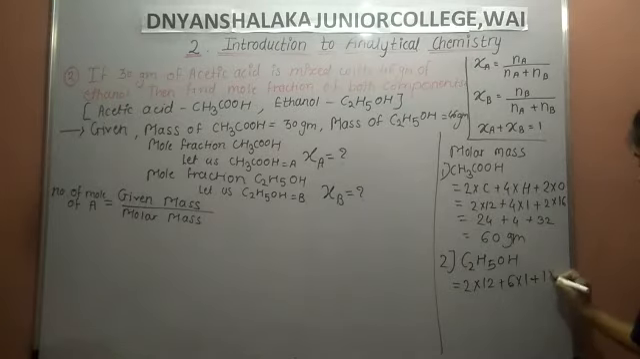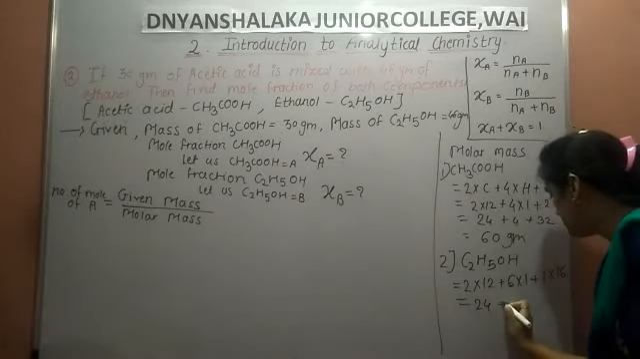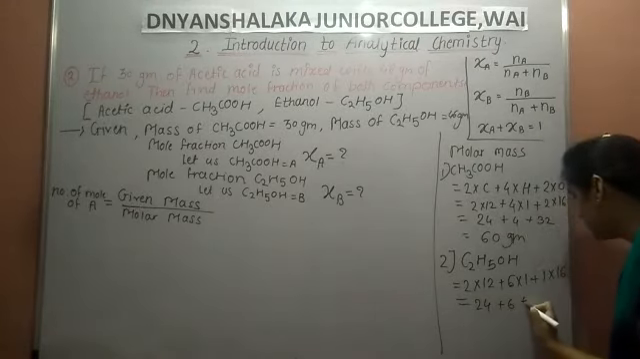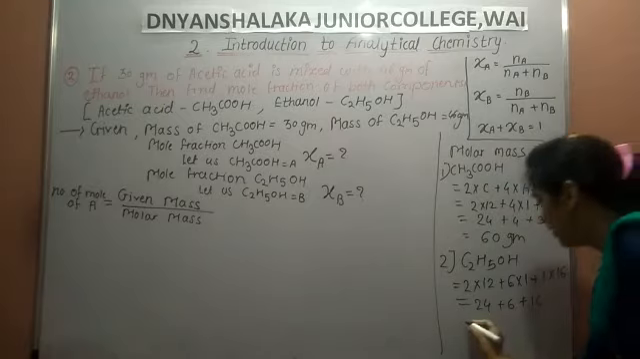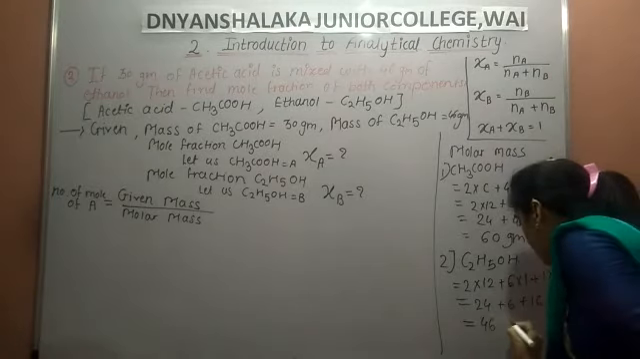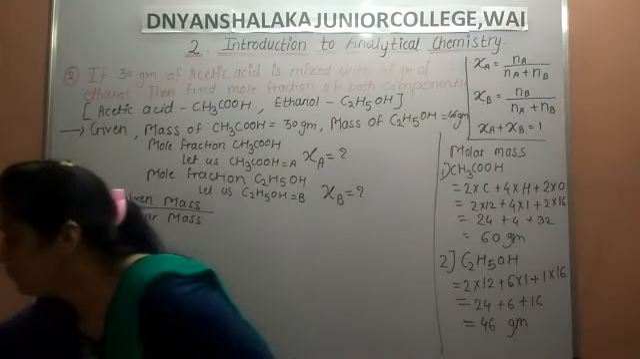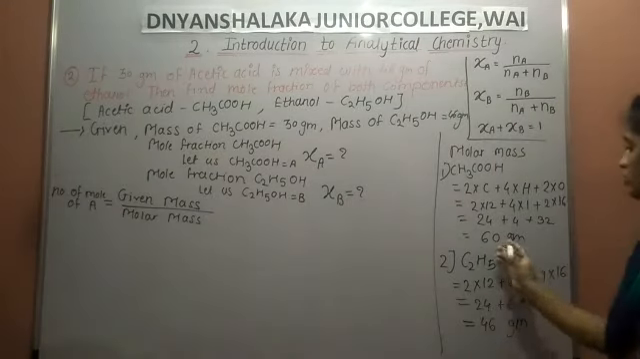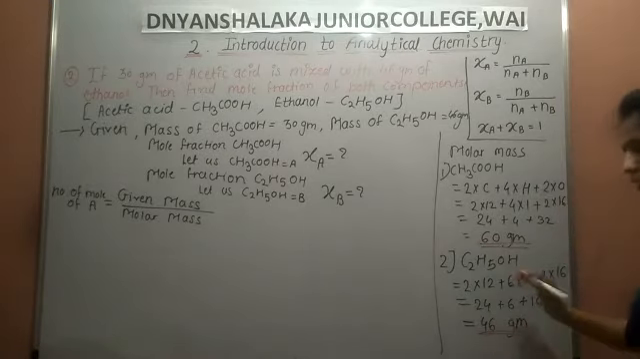So 1 into 16. So 12 twos are 24, plus 6, plus 16. So 24 plus 6 is 30, and 30 plus 16 we get 46 gram. The molar mass of ethyl alcohol is 46 gram. This is the molar mass of acetic acid and this one is the molar mass of ethyl alcohol.